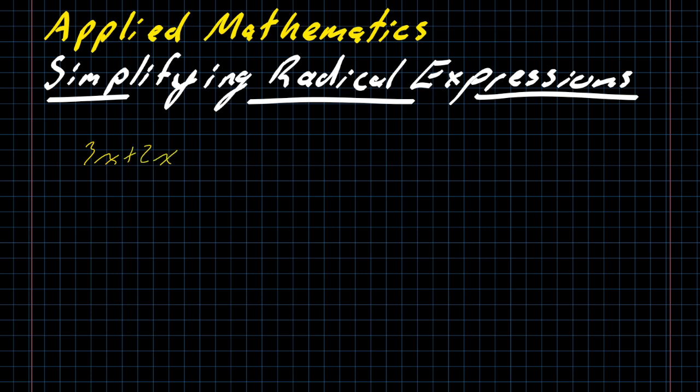If you have like variables, 3x plus 2x, you can add the coefficients together and get 5x. If you have unlike variables, 3x plus 2y, there's nothing else you can do and you're kind of at a loss.